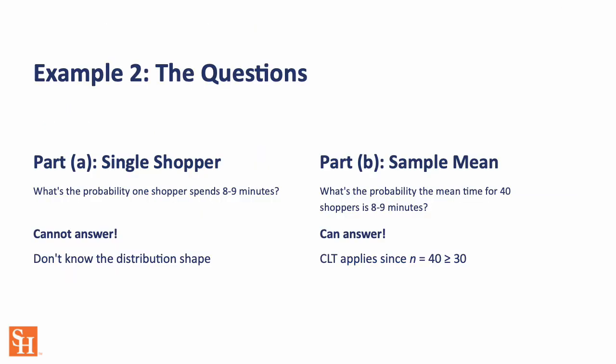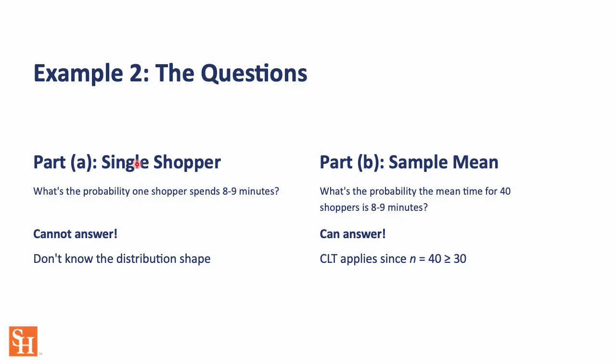So now the question we have is, for a single shopper, what is the probability that one shopper spends time in between 8 to 9 minutes? And the second question is, what is the probability that the mean time for 40 shoppers will be in between 8 to 9 minutes? Now, as we have discussed, the central limit theorem is applicable only for the sample mean, but here for the first problem we are dealing with a single shopper, therefore it is not the sample mean, right?